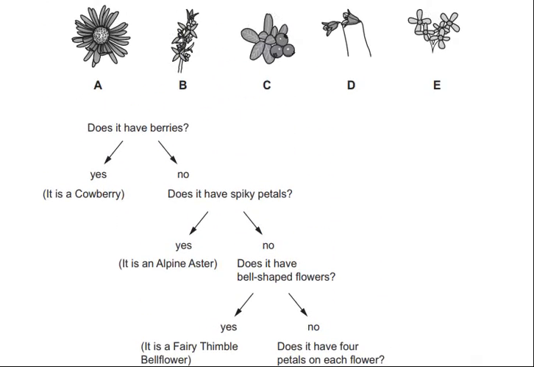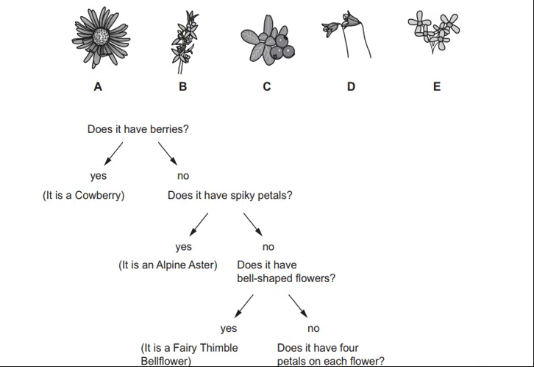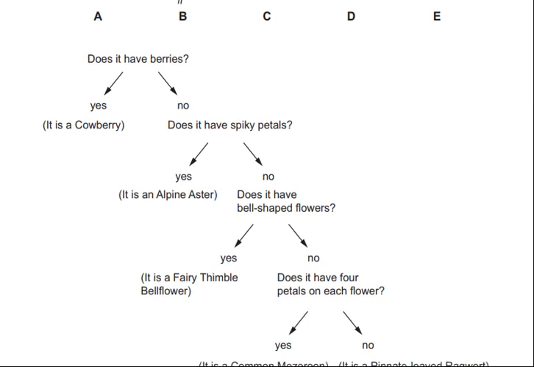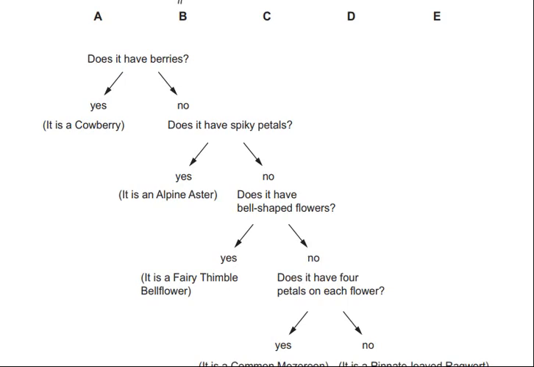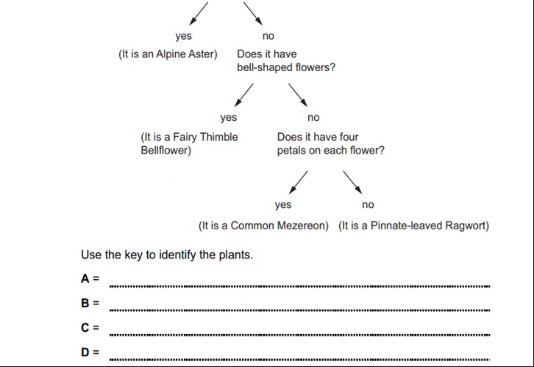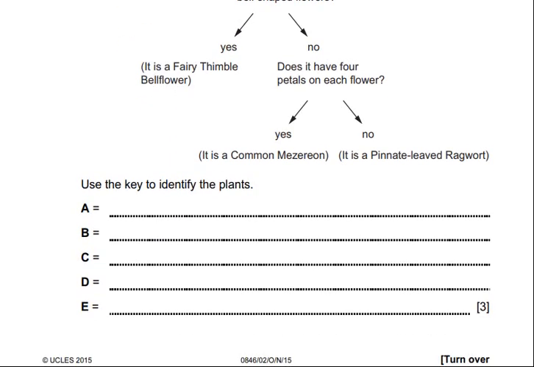Now we will go to D, plant D. Again, in the same way, we have to start with the first question. Does it have berries? Of course, no. Does it have spiky petals? Again, no. Does it have bell-shaped flowers? Yes. So if you look at the flower, it has bell-shaped flowers. So this means that it is a fairy thimble bellflower. So here for D we have to write down fairy thimble bellflower.